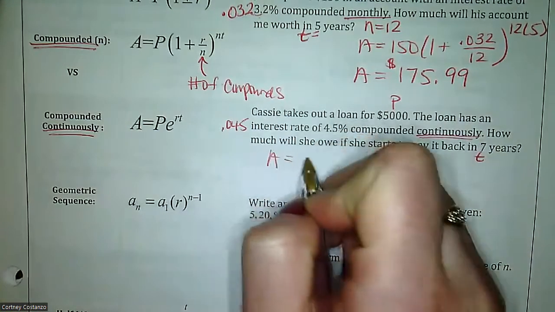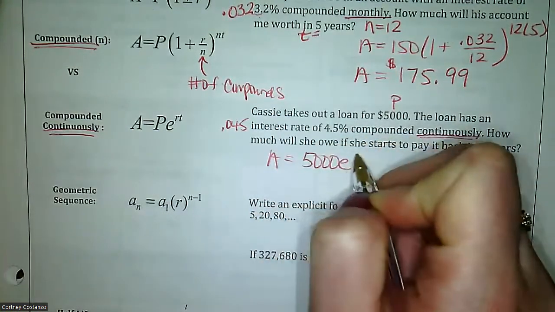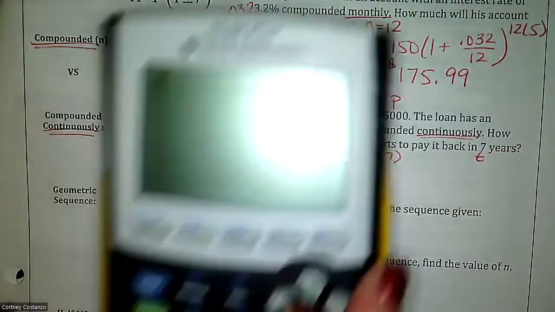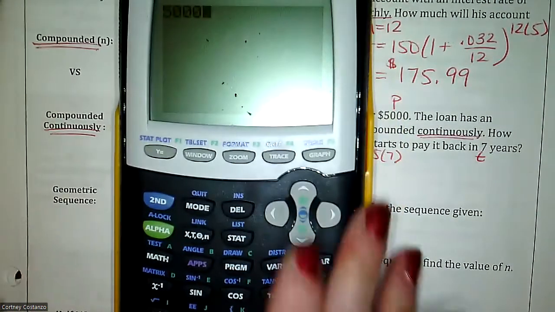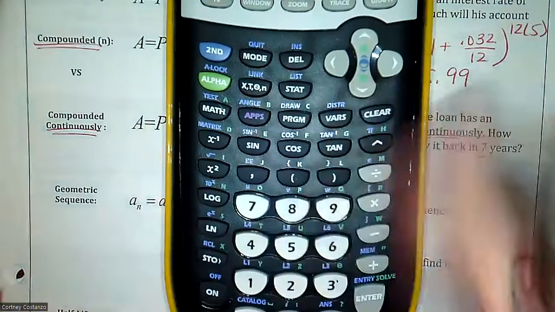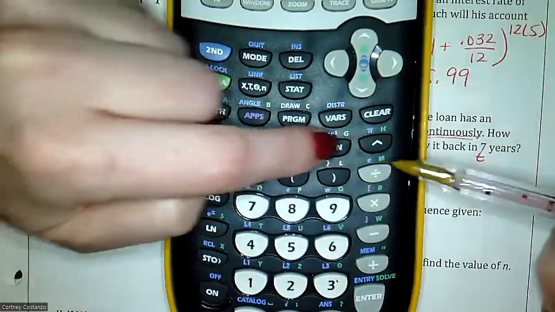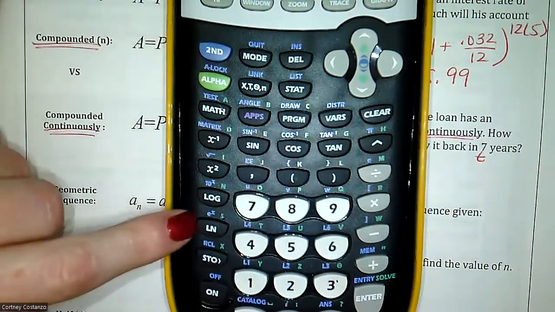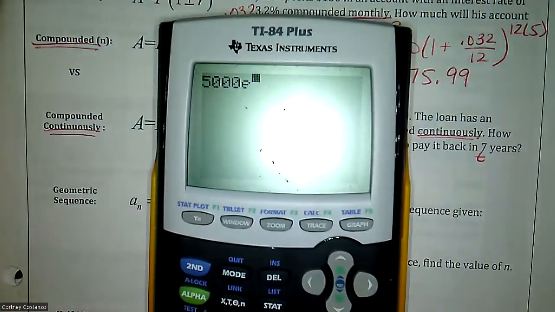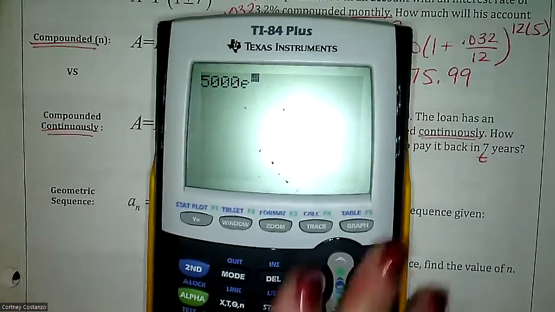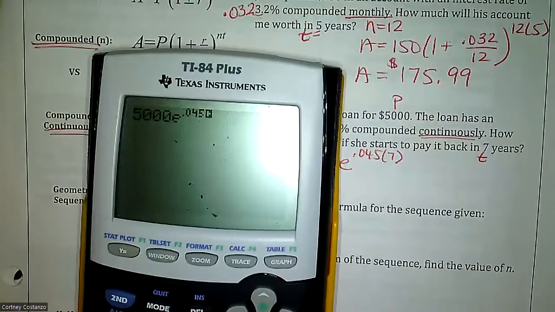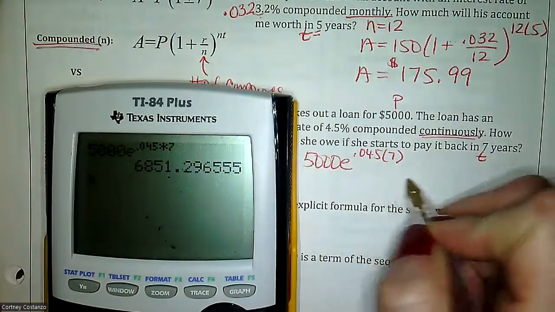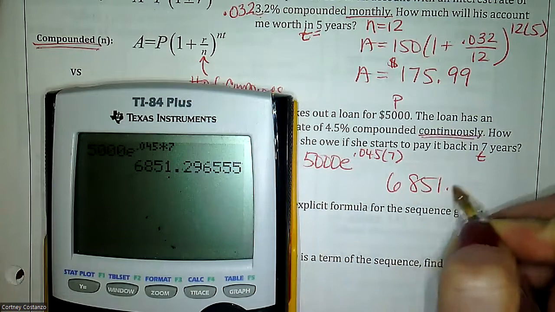So let's find out. So we have 5,000 e to the rt, so 0.045 times 7. This one I will show you in my calculator just so I can show you where the e button is. So 5,000, and then e is in two different places. We have e right here in blue, and we have e right here in blue. Either of those e's works for me. I'm going to use this one. So second natural log, and that should put the e in my calculator there. And then I can type in the rest of the numbers here. 0.045 times 7. All right, round to the nearest penny. So it looks like I'm going to have about $6,851.30.